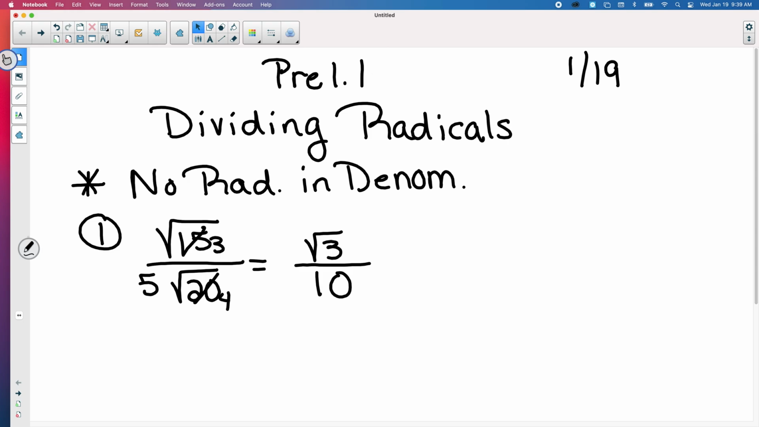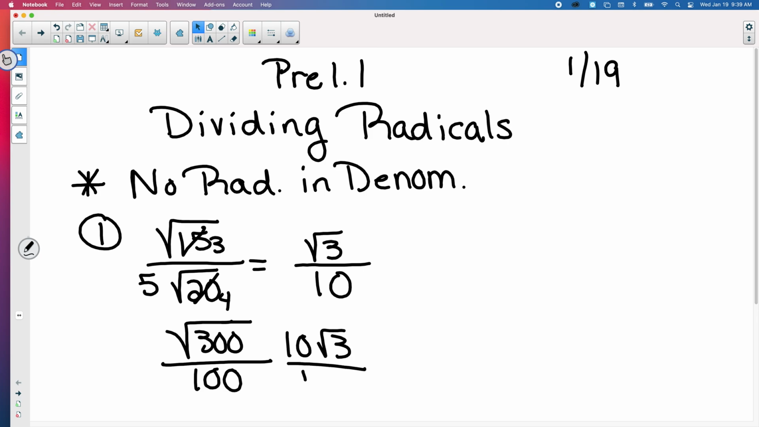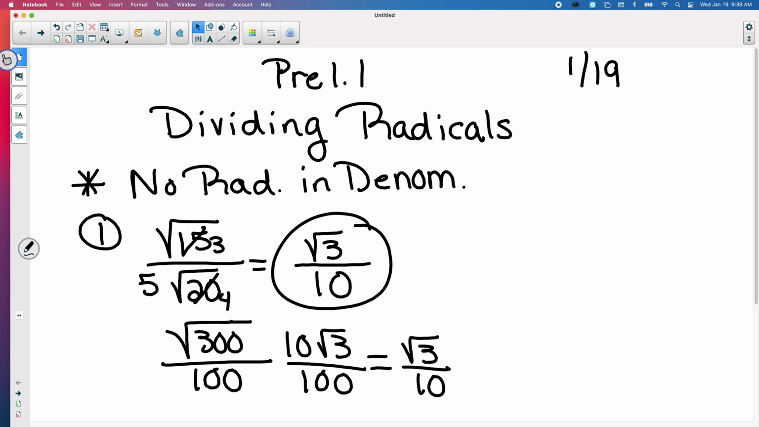If we'd have multiplied top and bottom by radical 20, you would have had radical 300 over, so that would be 20 times 100. And so 300 would have simplified to 10 radical 3. And then 10 and 100 simplify to radical 3 over 10. So you can get the same answer, it's just depending on which way you do it.